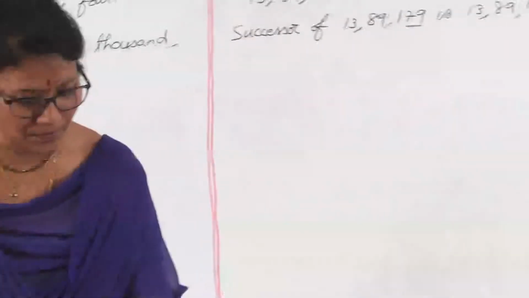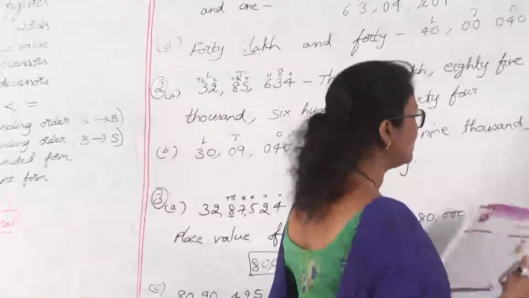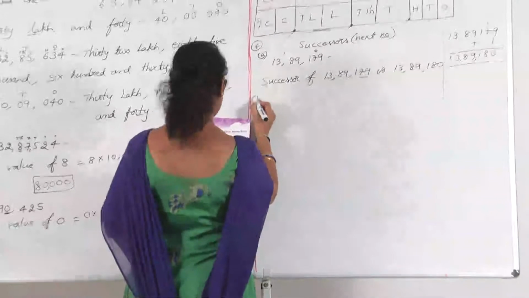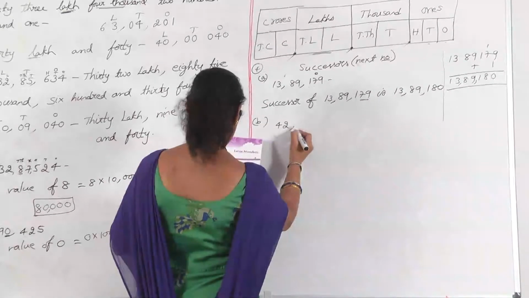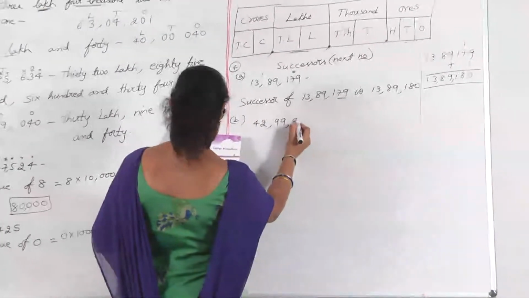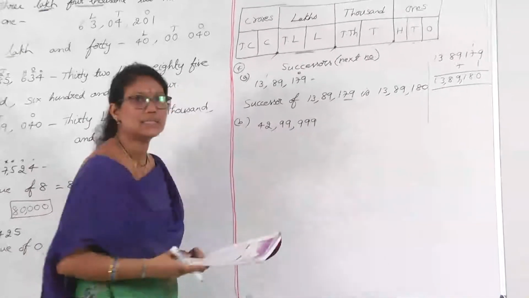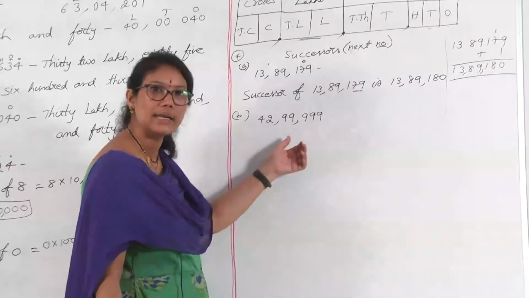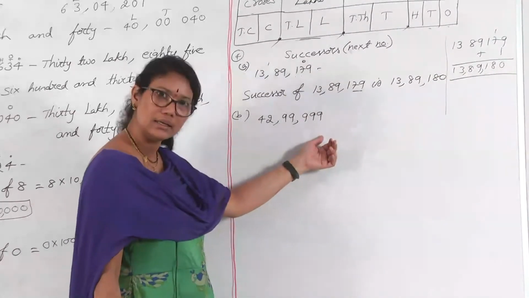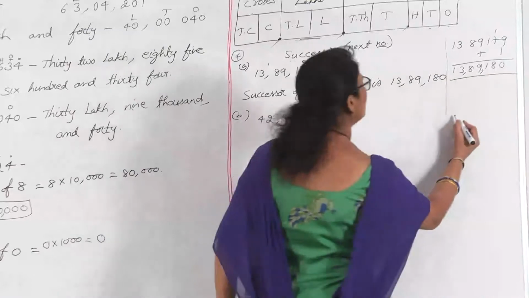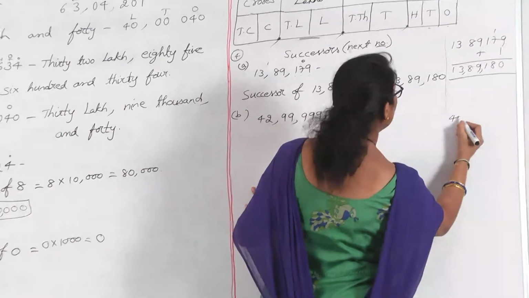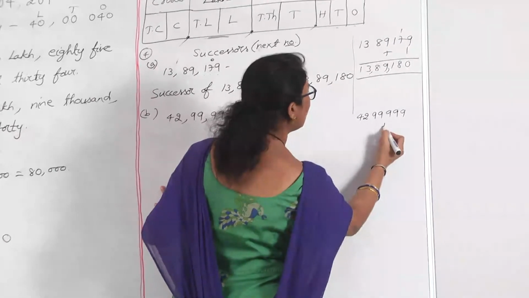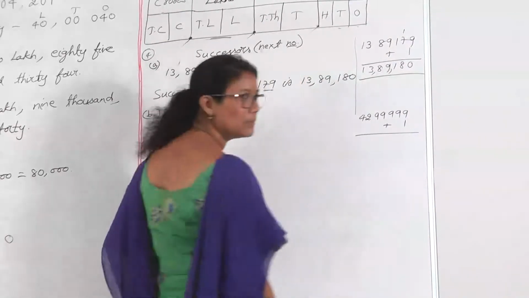Moving on to the next, shall we do one more bit? Hope you can work out. Okay, let us take one more. B, 42,99,999. It's asked to find the successor of this given number. Better you do it in rough to find the successor of this number, adding 1 to it in the rough column, right children?